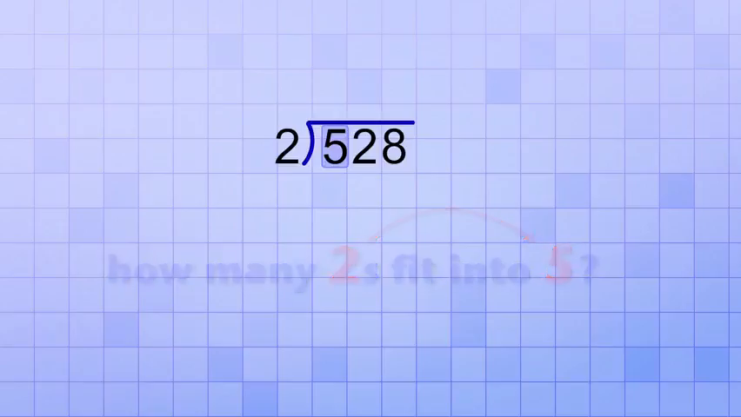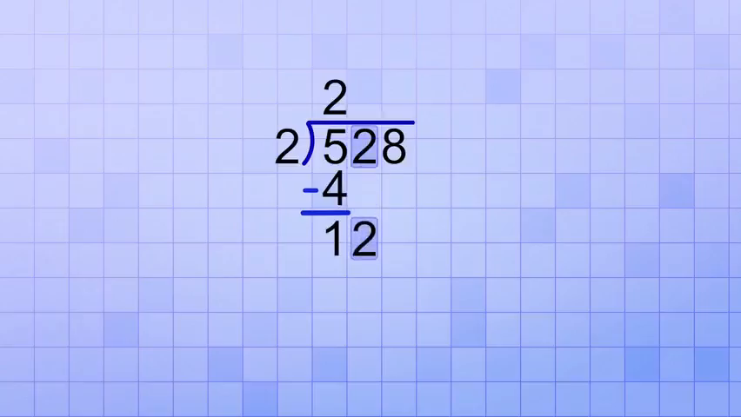And it's easy to see that the answer is 2. So we put a 2 as the first digit of our answer. Then we multiply 2 times 2, which is 4, and we subtract that 4 from the 5, which leaves us a remainder of 1. Now we move to our next digit, and we need to bring down a copy of it to combine with the remainder from the first digit.